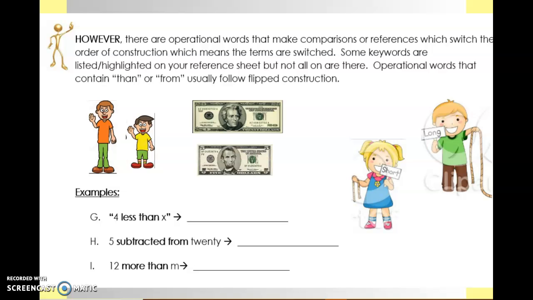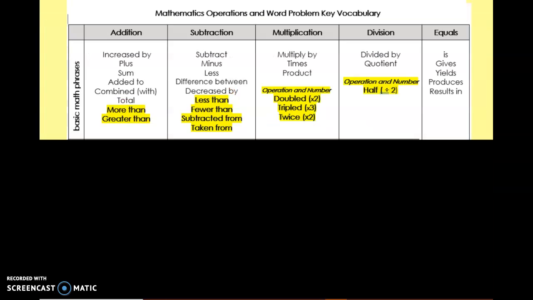Usually operational words that signify this are than and from. So let me take you back to our chart real quick and I can discuss those. So again, for addition, it would be more than and greater than are the two most common that you would see. Less than, fewer than, subtracted from, or taken from, those are your subtraction operations where we would flip the construction.